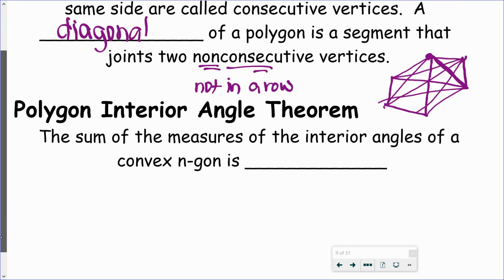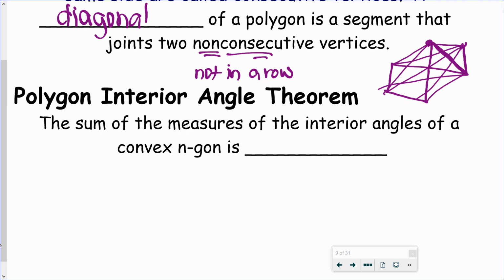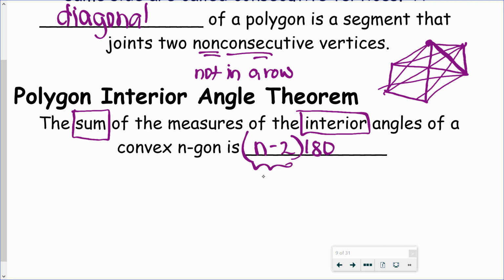Okay, polygon interior angles theorem. You guys just did this on the left-hand side with our exploration. It says the sum of the measures of the interior angles, and I want you to highlight this: the sum of the interior angles of a convex n-gon is n minus 2. Always do that first, and then multiply by 180. This will give you the number of triangles, and then multiplying by 180 will give you the total degree measure.